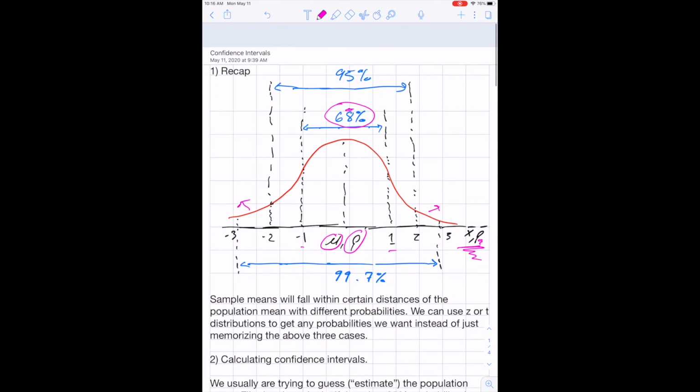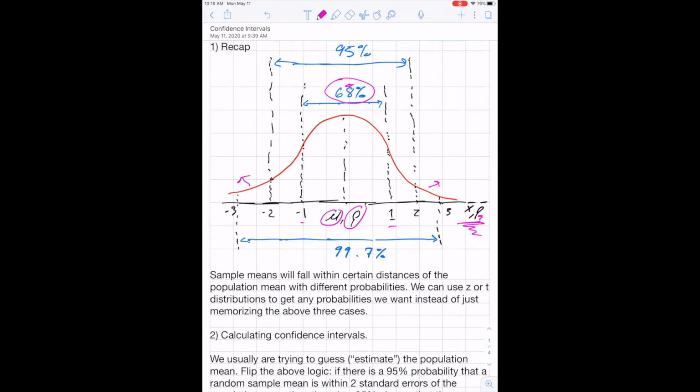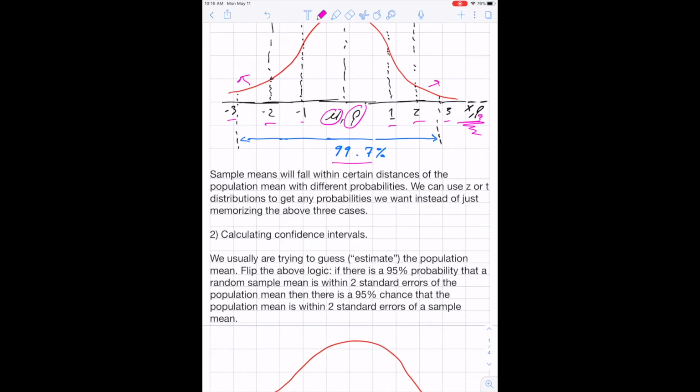Okay, and then we can also get numbers like that for two standard errors. 95% of observations will be within two standard errors, so between -2 and +2 standard errors. And almost 100%, 99.7%, will be between -3 and 3. These numbers are a little bit rounded, as we'll actually see in a second, but that's a general rule you can use. So sample means will fall within certain distances, for example, 1, 2, 3 standard errors, of the population mean with different probabilities.